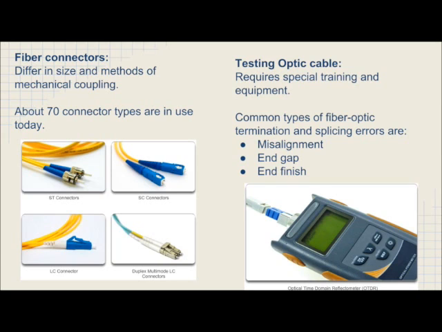Common types of fiber optic termination and splicing errors are: misalignment, the fiber optic media are not precisely aligned to one another; end gap, the media does not completely touch at the splice or connection; and end finish, the media ends are not well polished or dirt is present at the termination.